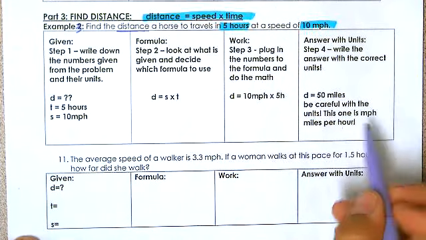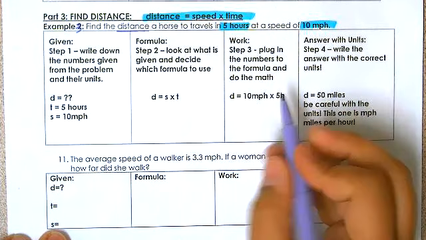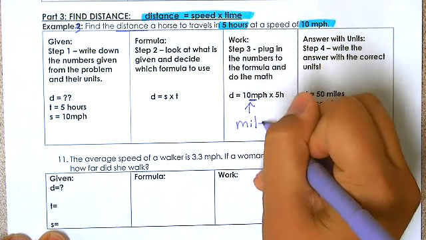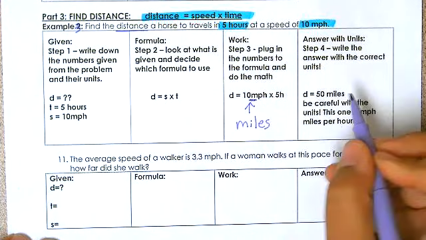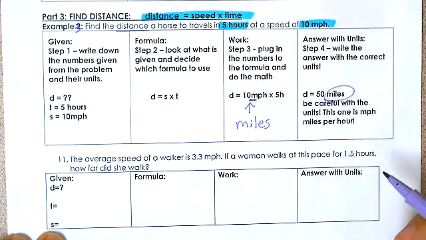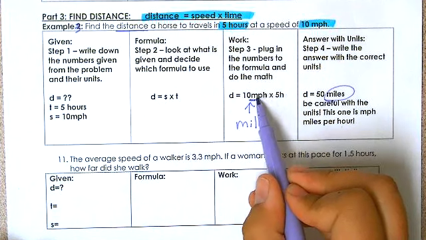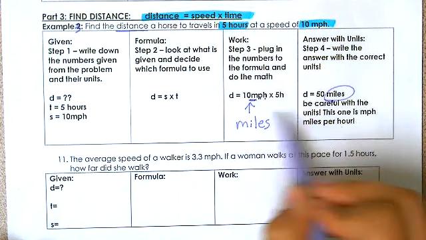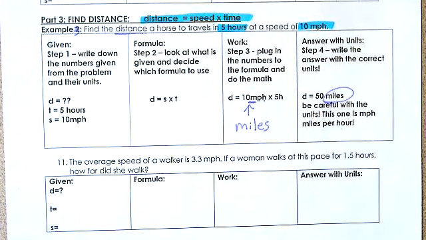Okay, so let's be careful here with the units. M in miles per hour is miles, not meters. So our answer units is going to be miles. Because it's miles per hour, this is divided by hours times hours, so the hours goes away.